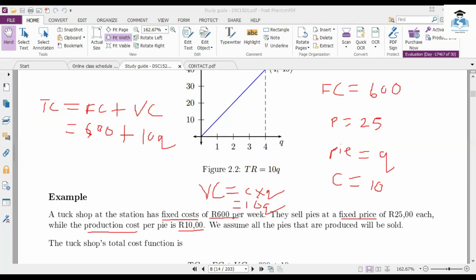Here we can also deduce the total revenue. Remember, we said total revenue is equal to what? P times Q, isn't it? So our P is 25. So our total revenue will be 25Q.